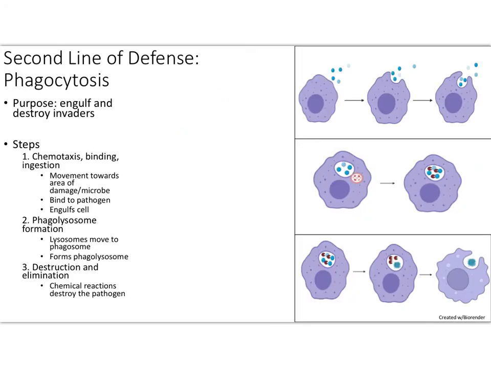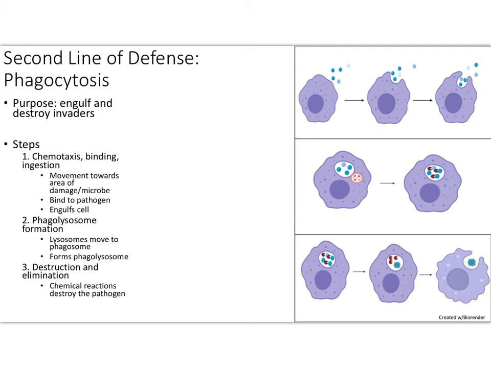At the same time that inflammation is occurring, another one of our second line of defense mechanisms is activated as well, and this is phagocytosis. Phagocytosis can be activated independently from inflammation, but oftentimes the two go hand in hand. They don't have to, but most of the time, if you find inflammation, you're going to find phagocytosis, and often if you find phagocytosis, you will find at least some markers of inflammation as well.